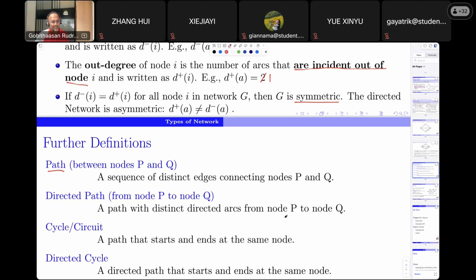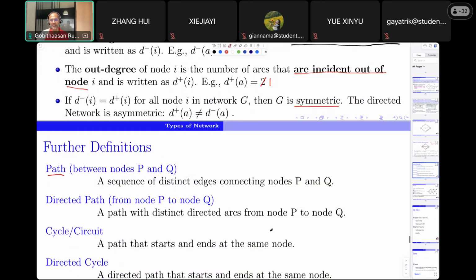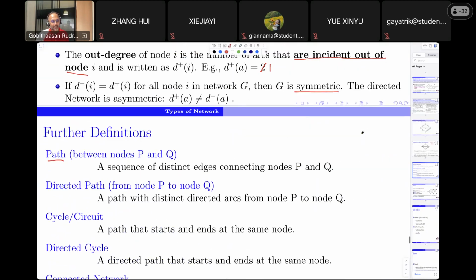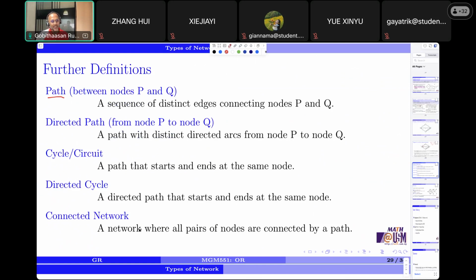A cycle, or we also call it a circuit, is a path that starts and ends at the same node. So in fact, this path that we have written below is also a cycle. To be specific, it would be a directed cycle. Why? We have direction. A connected network is a network where all pairs of nodes are connected by a path.